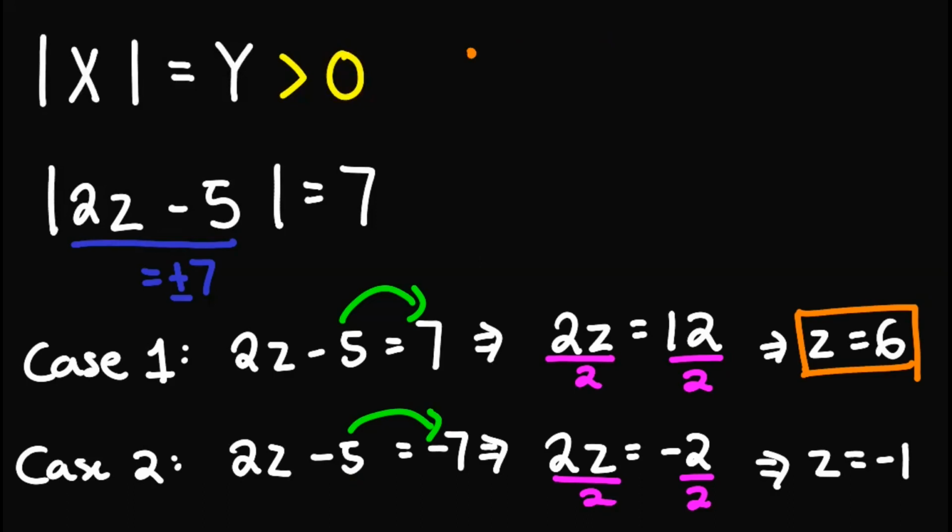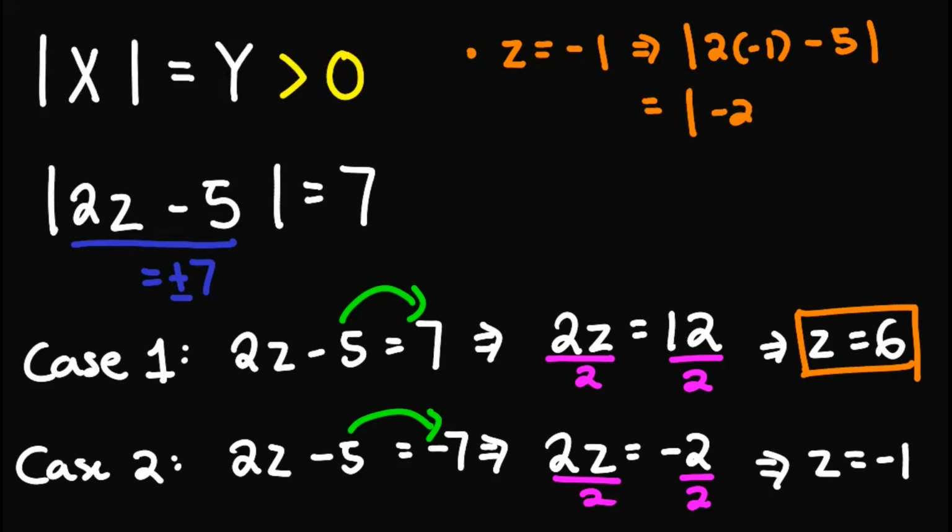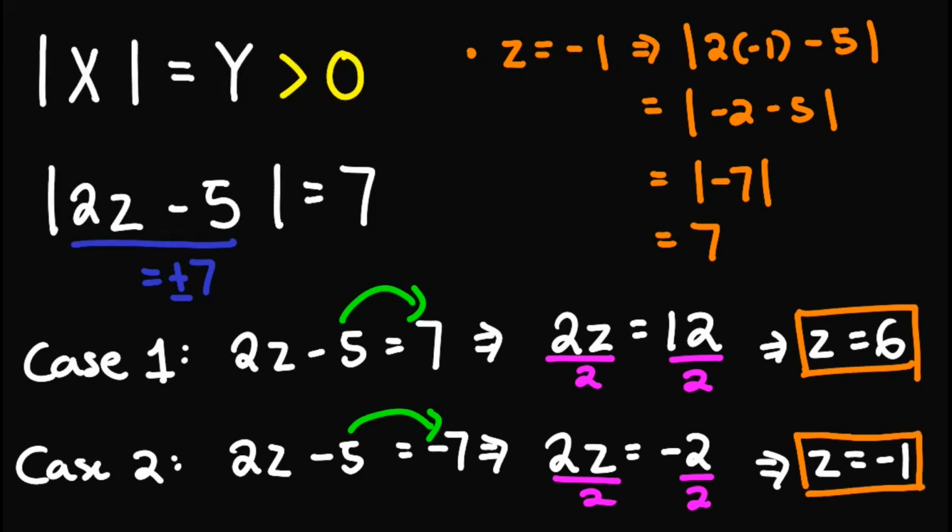How about for our second value of z? If z is equal to negative 1, then we'll have the absolute value of 2 times negative 1 minus 5. This is equal to negative 2 minus 5, and negative 2 minus 5 is negative 7. The absolute value of negative 7 is 7. Therefore, z equals negative 1 is also a valid solution to our given. And so we have checked that the values of z that we got are indeed correct.